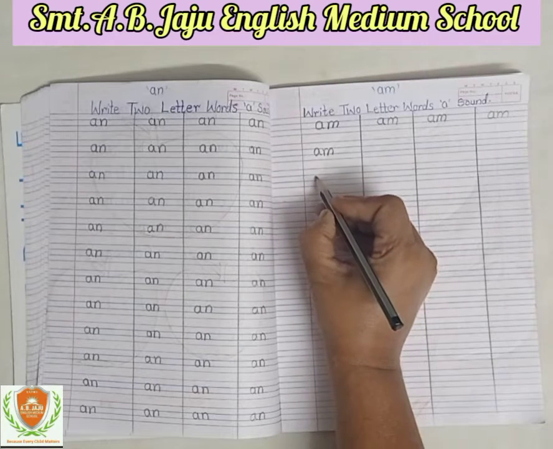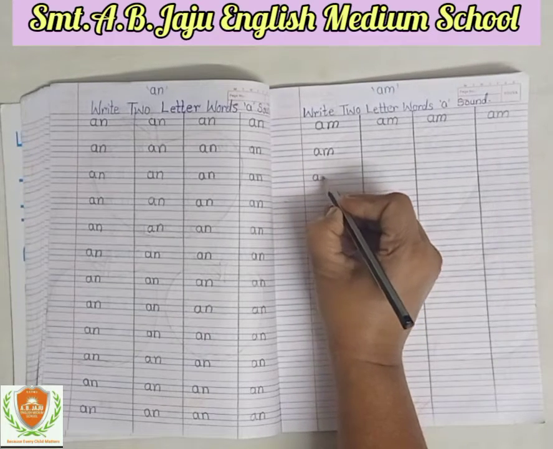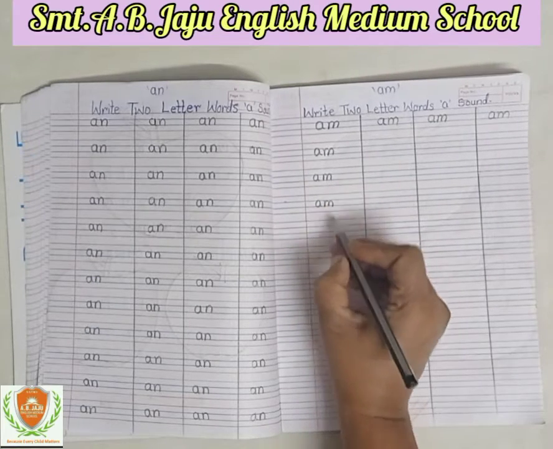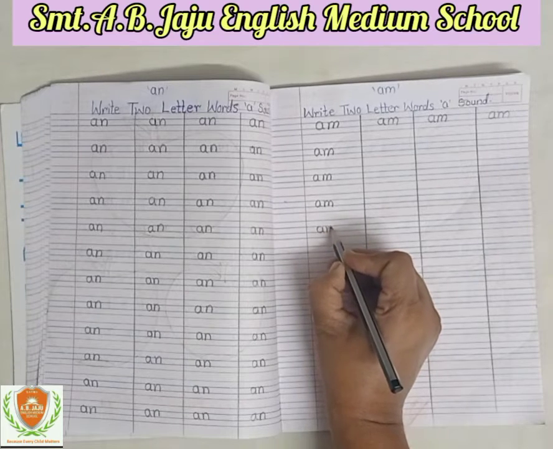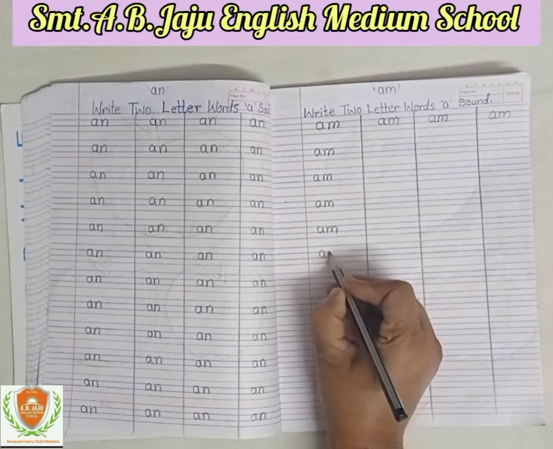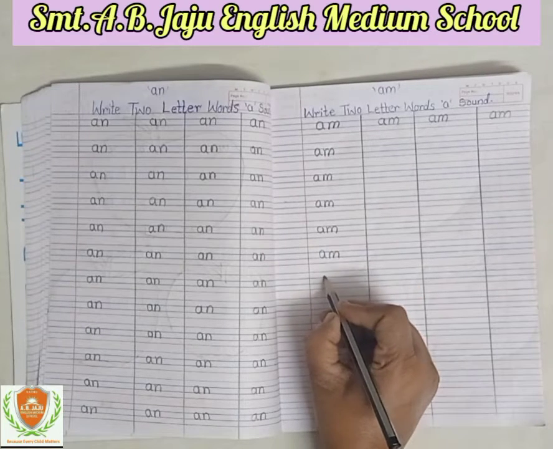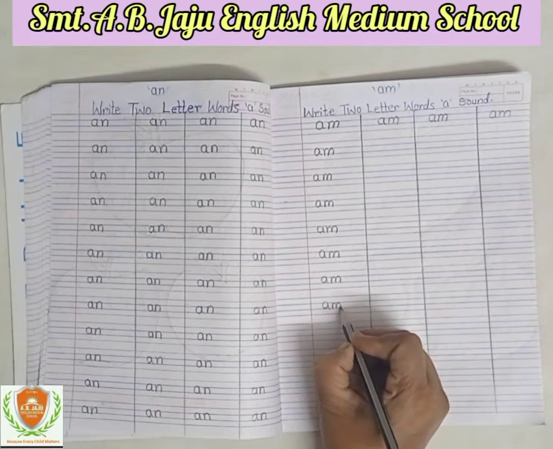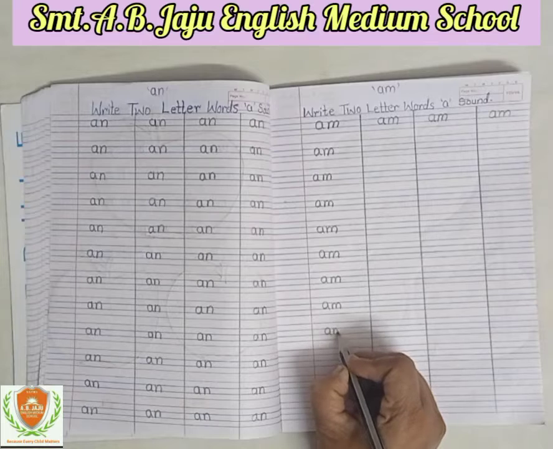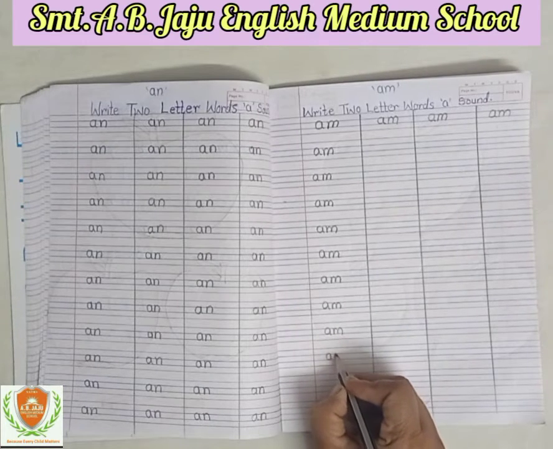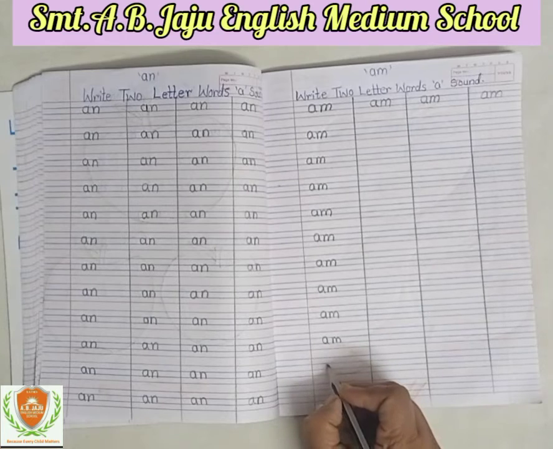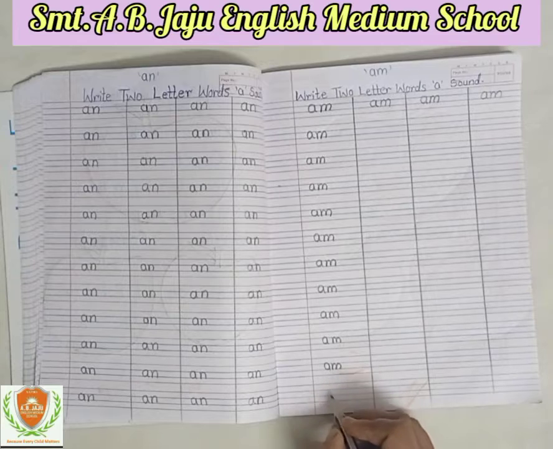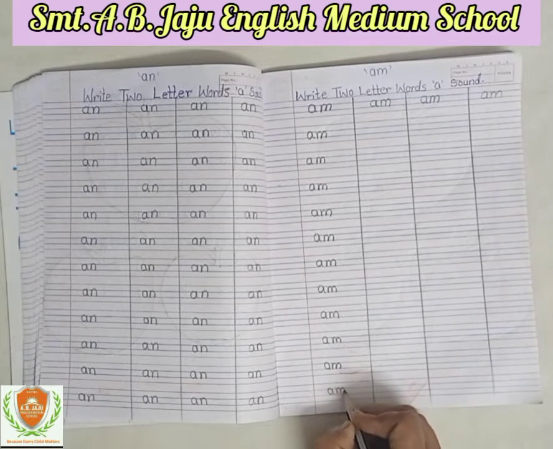Now write down small a, the sound of a is a. Write small m, the sound of m is m. Am. Both sounds are long sounds, okay. A, m, am. This is a two-letter word. These are two-letter words. Write down between two blue lines: A, M, AM.